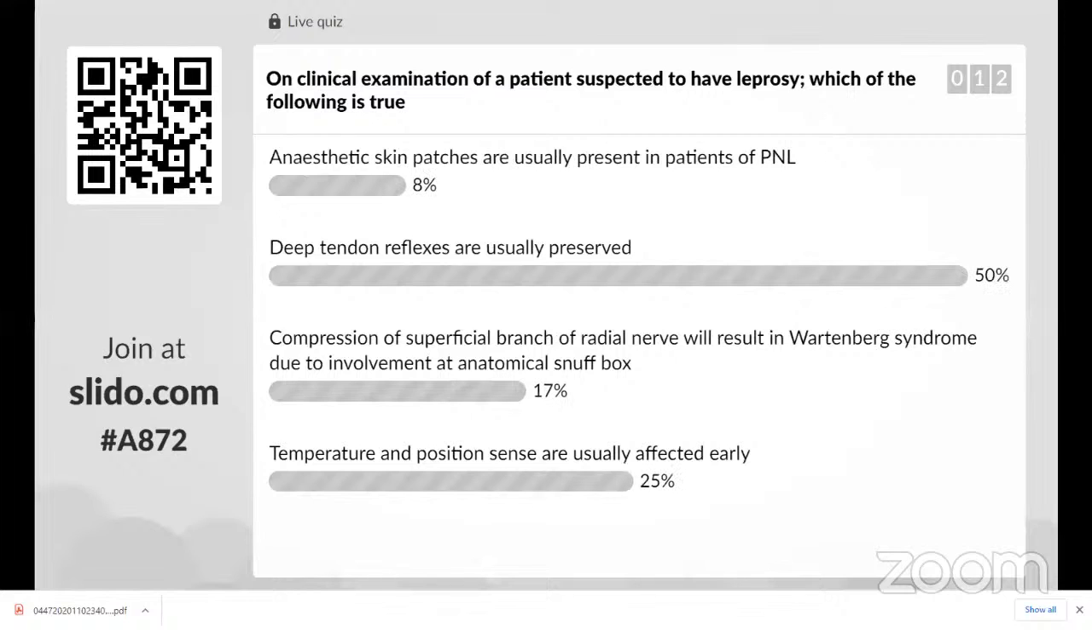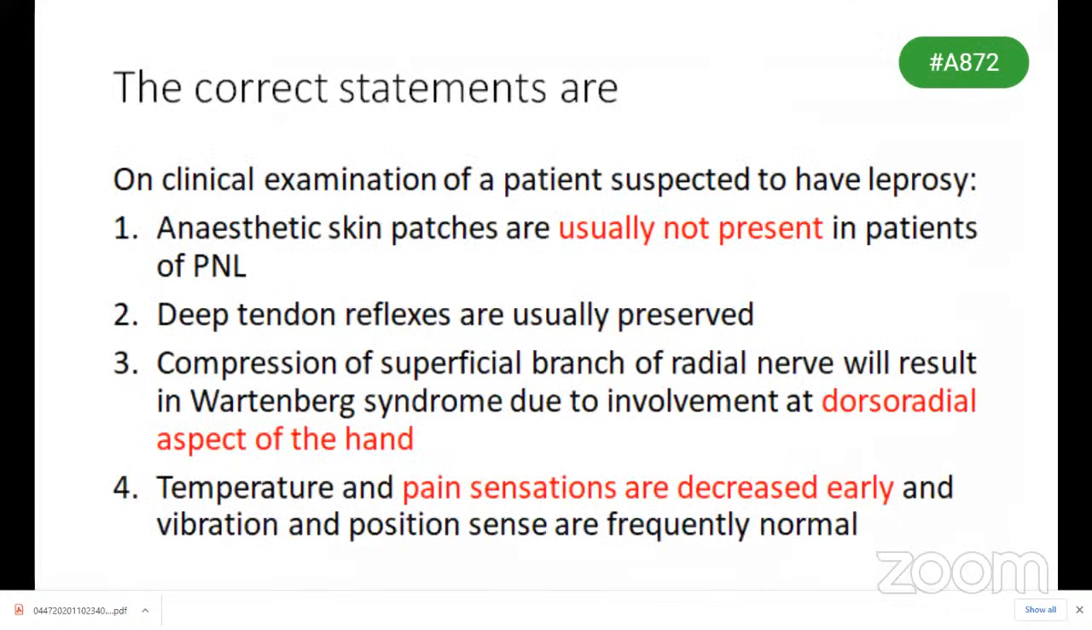And indeed, 50% of people say deep tendon reflexes are preserved, which is indeed the correct answer. You see the question again. Anesthetic skin patches are usually not seen in pure neuritic leprosy, because it is pure neuritic, there are no anesthetic skin patches. Deep tendon reflexes are usually preserved. We know the superficial branch of the radial nerve is not compressed in the anatomical snuffbox, but on the dorsoradial aspect of the hand, a little posteriorly. And temperature and pain sense is usually decreased, and vibration and position sense is frequently normal. The question had said temperature and position sense. So the correct answer is deep tendon reflexes are usually preserved.